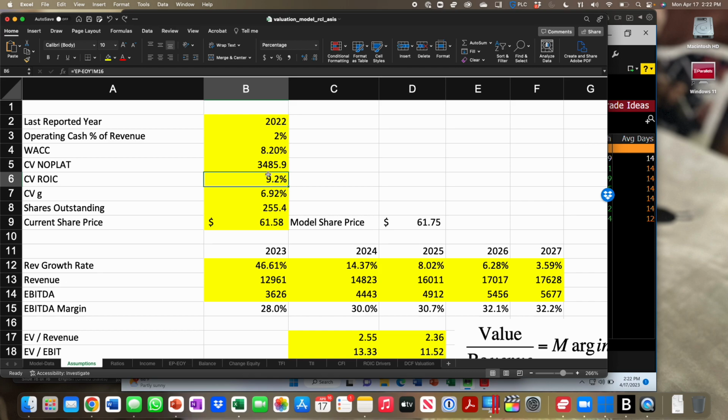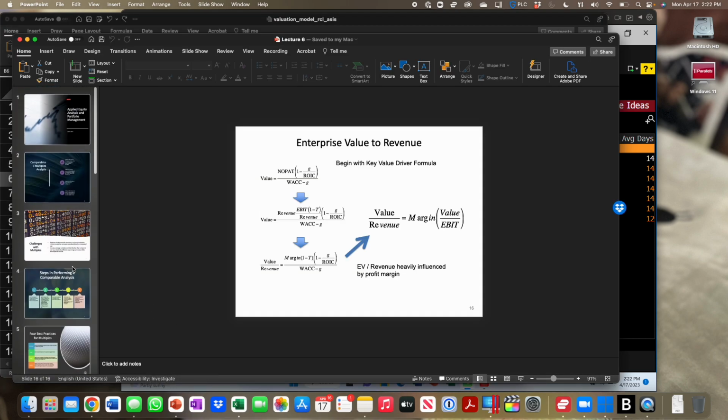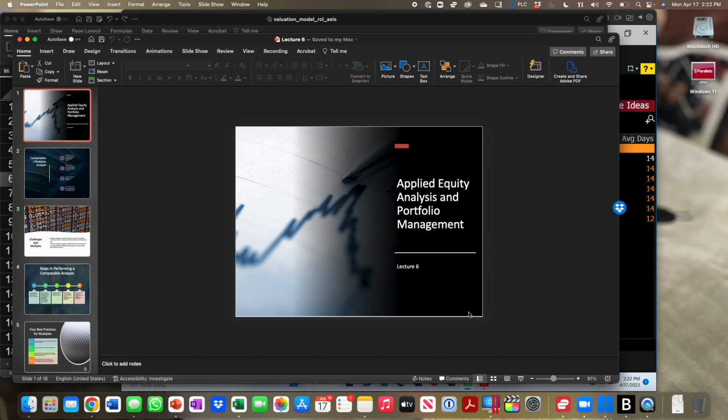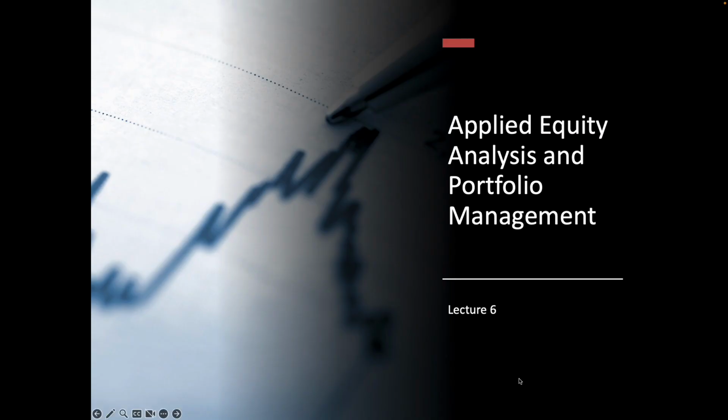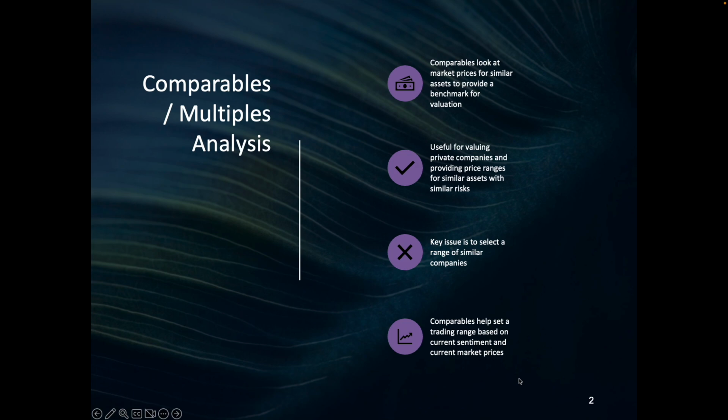Okay. Let's talk about multiples. Lecture note 6. We're going to talk about multiples, also known as comparables. And it's just an alternative form of valuation. Now, we remember there's the law of one price. We've said it multiple times this semester. Just because you change your approach doesn't mean you get a different answer. So there's one value for the company, regardless of how we're doing it.